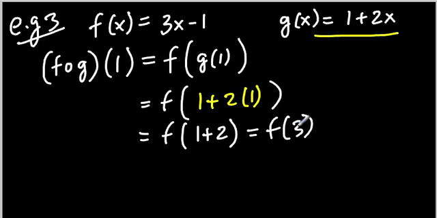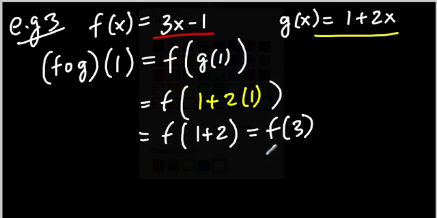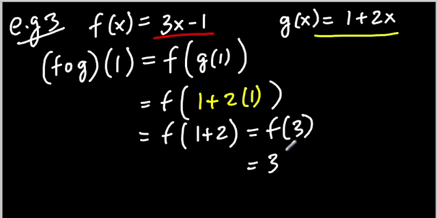Now what happens is the input of f is 3. So what is the final value going to be? Well, we know what f is. f is 3x minus 1. So this time, instead of x, we're going to put 3 here because we have that here. And it's going to be 3 times 3 minus 1. So let's do that. That's simply equal to 3 times 3 minus 1.